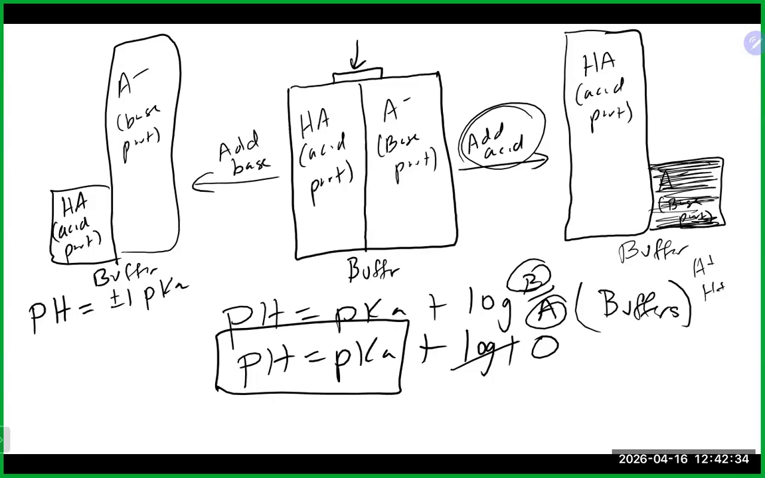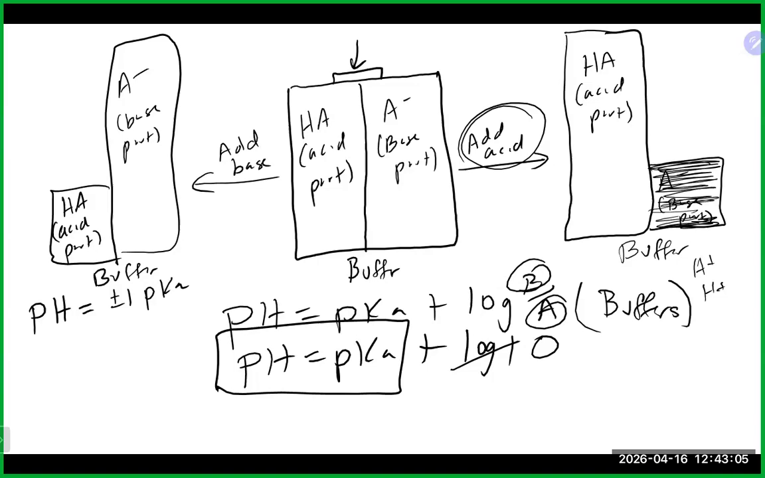So for example, if you wanted to make a buffer at a pH of 4.8, acetic acid is a great one because it has a pKa value of 4.74. If you want to make a buffer with a pH of 9.3, acetic acid is a crappy choice because it has a pKa value of 4.74. That's far away from 9.3. You would want something like ammonium, which is 9.25. Yeah, that's a good choice, right? So that's much, much closer to it.